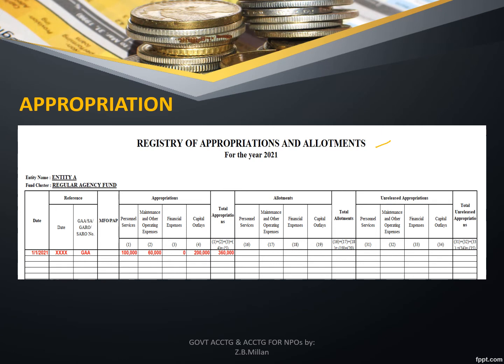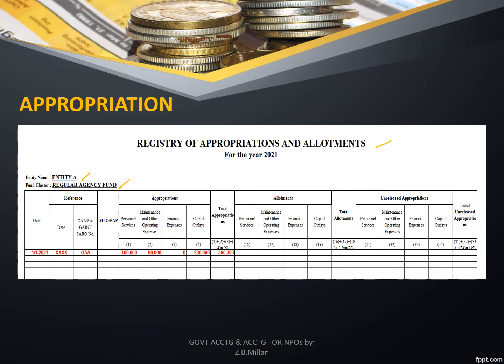Let us just ensure that we put the name of entity A and the fund cluster. Again, in government accounting, we follow the principle of fund clustering, wherein we cluster the funds based on their sources or based on the use of the fund. Since this appropriation came from the General Appropriations Act or the GAA, this is a regular agency fund. So how do we record the appropriation?